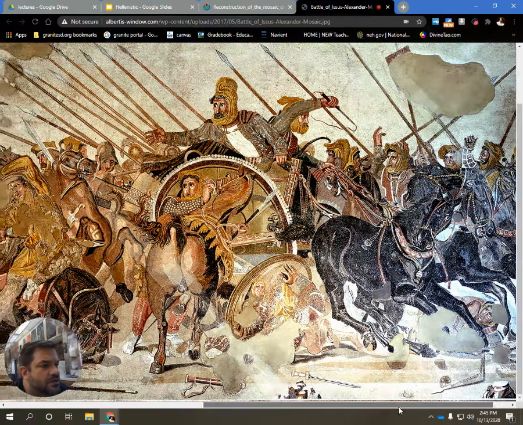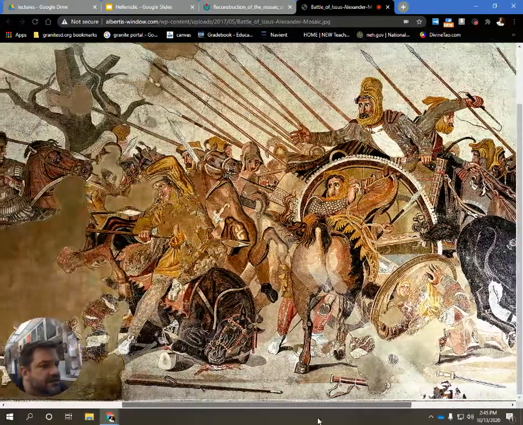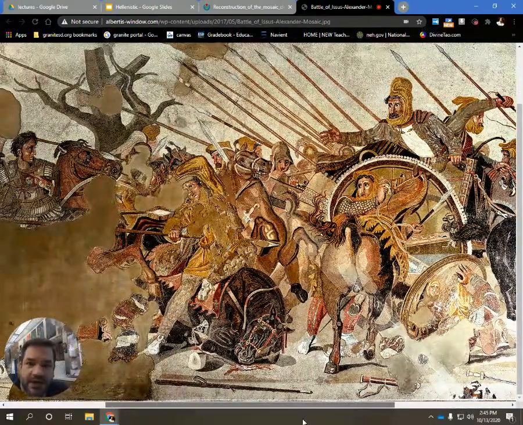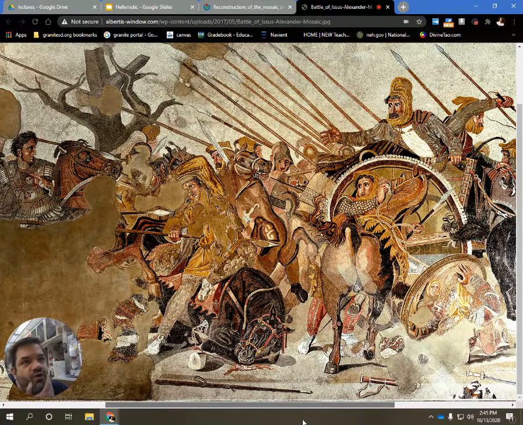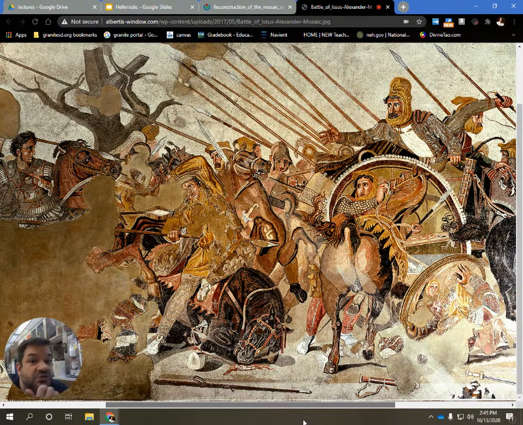Now, you can see here, think back to the Niobid Krater. Now, the Niobid Krater was just at the end of the Archaic period into the Classical period, and it was a red figure vase, and how they depicted people and how they showed transitions of things between clothing and body and different parts was, remember, it was all monochrome. It was all red figure with just these thin black lines.